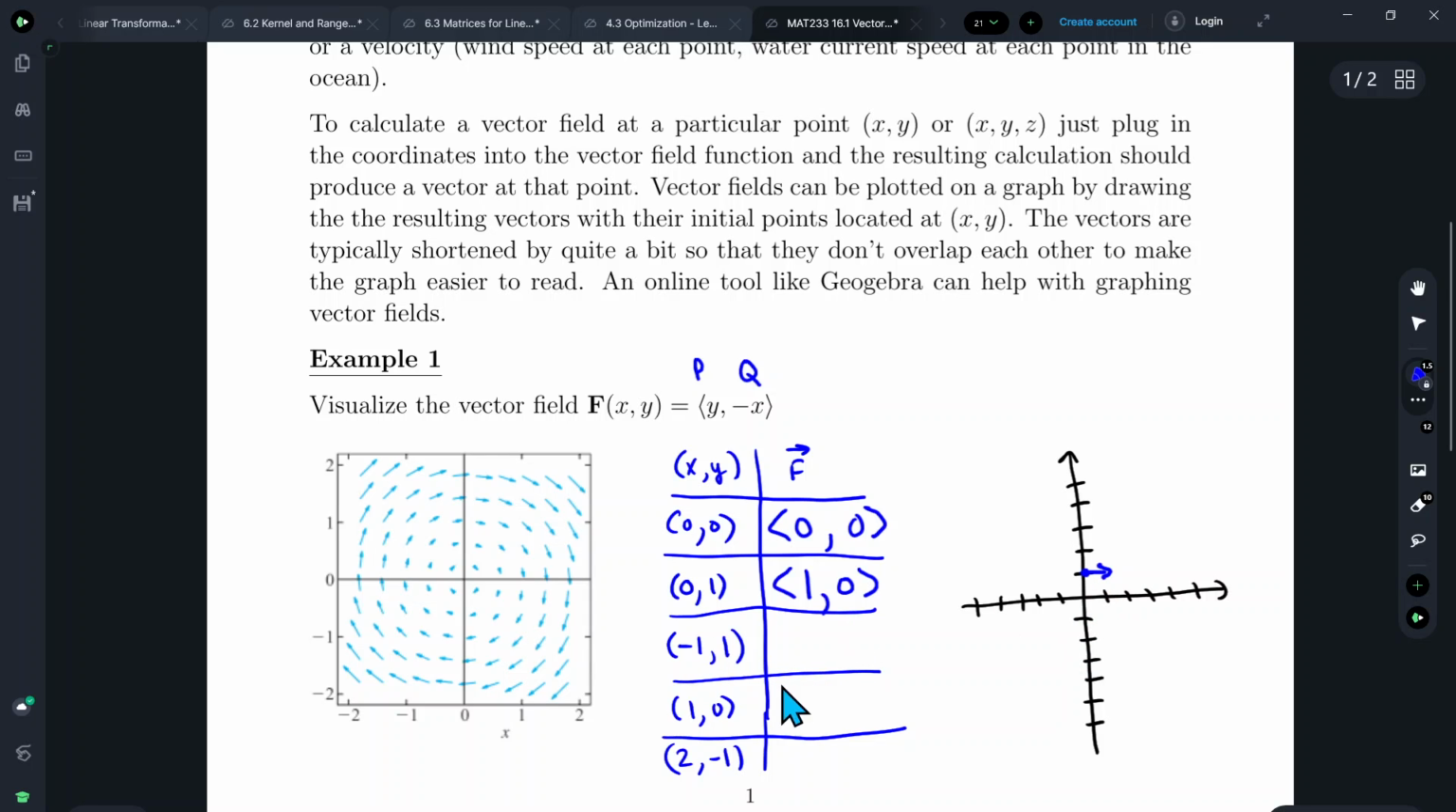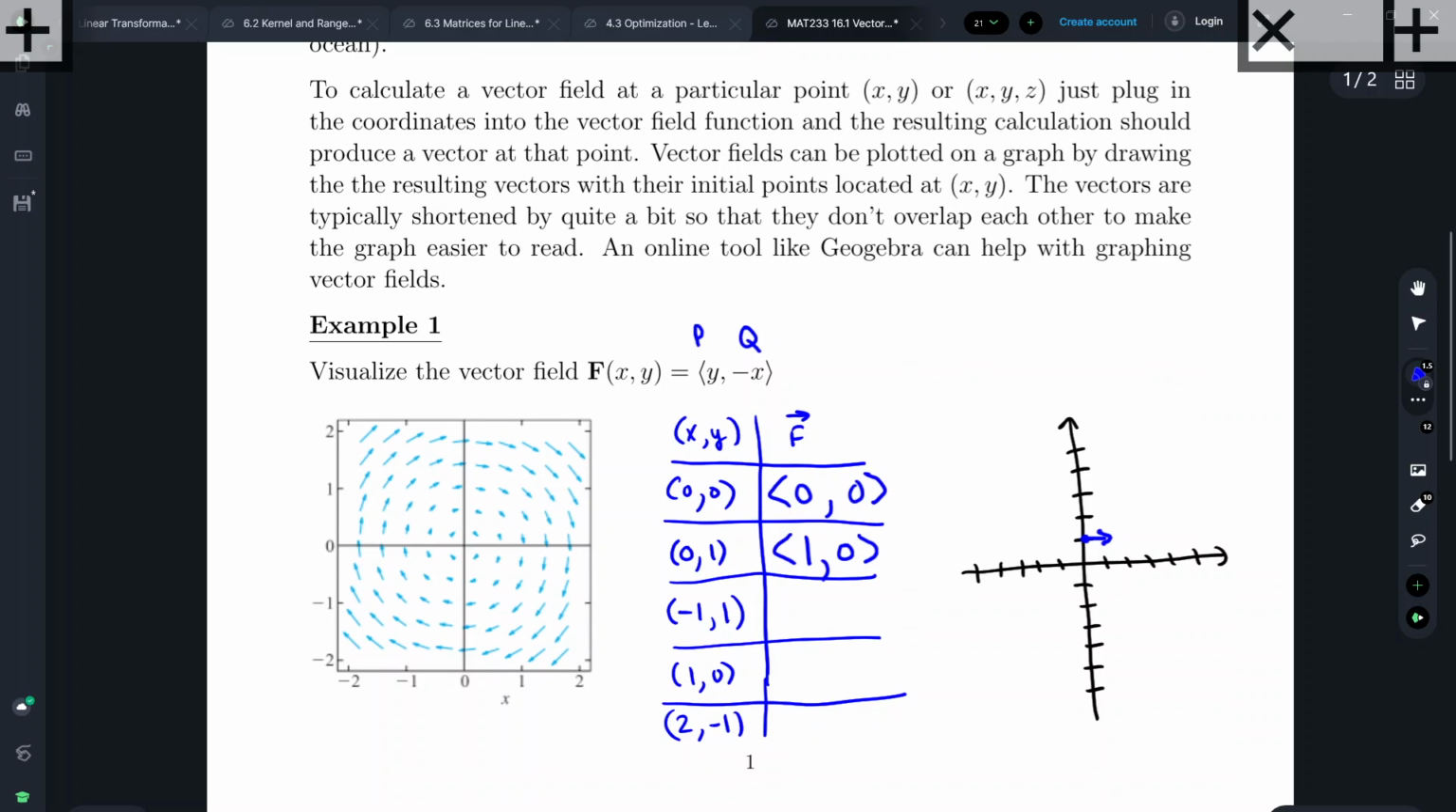Then we do similar for the other vectors. For the calculation here, y is 1, and then you have minus x, so minus negative 1 becomes positive 1. Again, you locate the point, so negative 1, 1 is here. At this point, I draw the vector 1, 1. It will be a diagonal vector like this. Here the vector is 0, comma, minus 1.